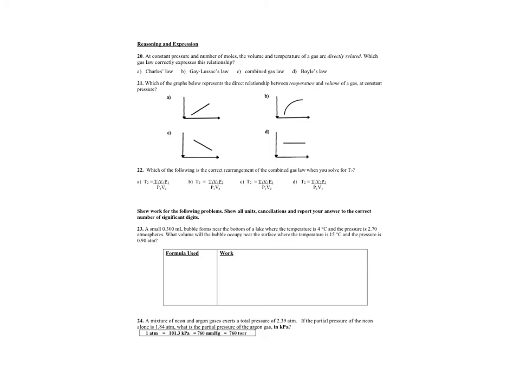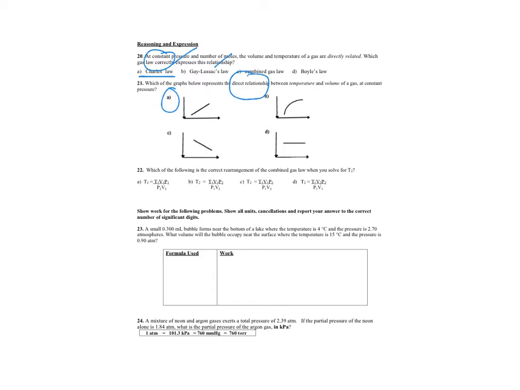Number 20, at constant pressure and number of moles, the volume and temperature of a gas is directly related. So they're really asking you to leave out the pressure and moles because they're telling you that they're constant. So really they're asking whose law talks about the relationship between volume and temperature, and that would be Charles. Okay, you need to know that a direct relationship is always a straight line, so that would be A.